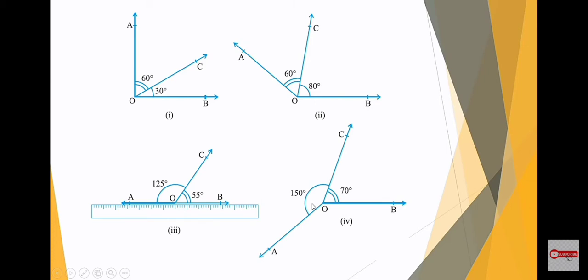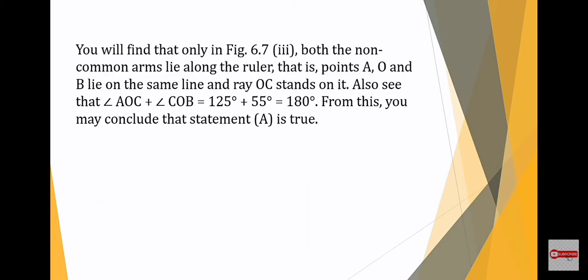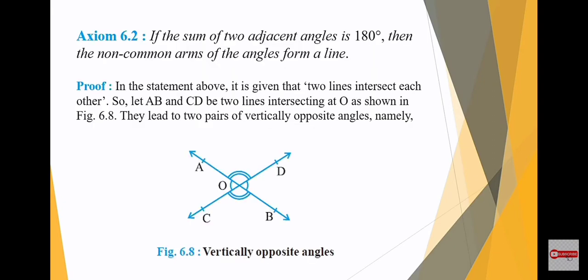So you can state in the form of an axiom as follows. That is, from these figures only figure 3 forms a linear pair of angles. Thus, axiom 6.2 states that if the sum of two adjacent angles is 180 degree, then the non-common arms of the angles form a line.